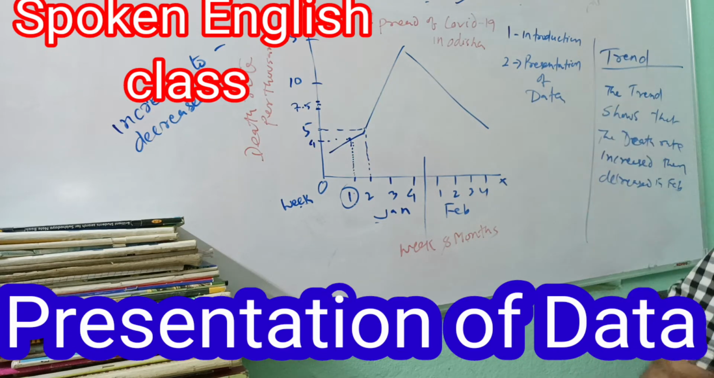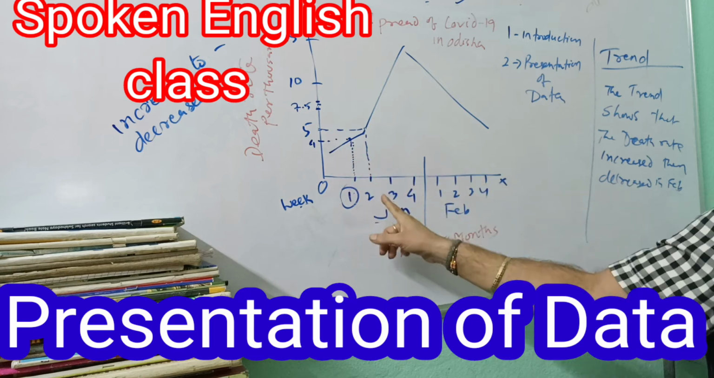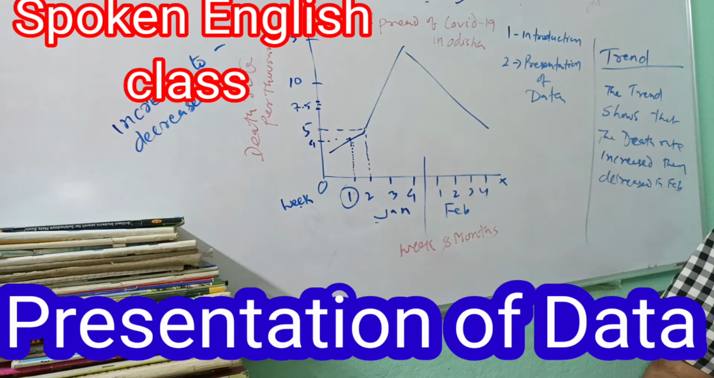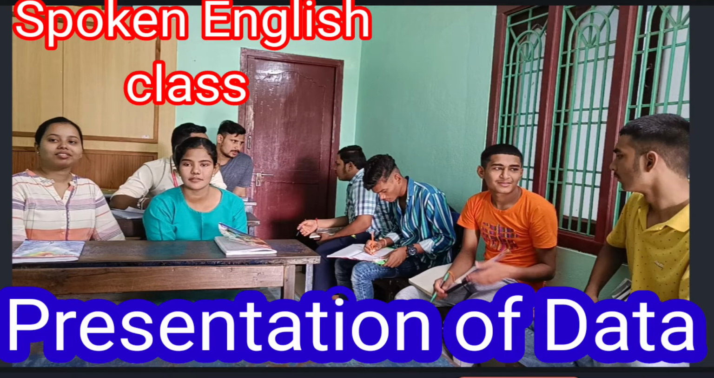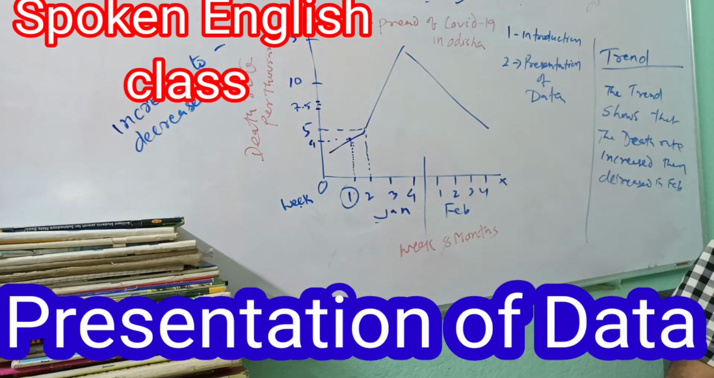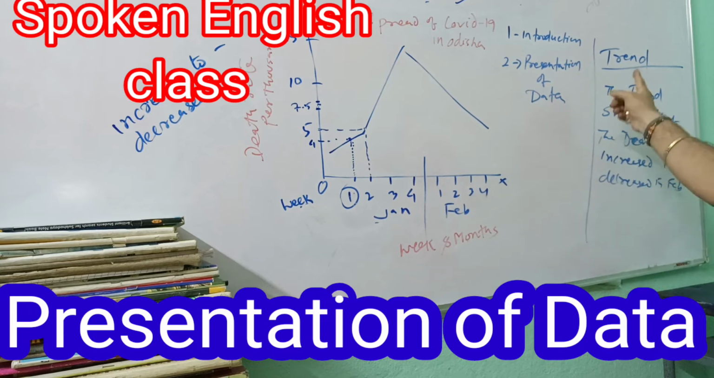The number of people who died were 4,000 in the first week of January in Odisha. However, it increased to 5,000 in the second week. And in the third week, it also increased to 7,500. And after that, in the fourth week, it also increased to 15,000. In the month of February, it decreased, and from this chart, the trend shows us that the death rate increased, then decreased in the month of February. Thank you, friends. Goodbye.